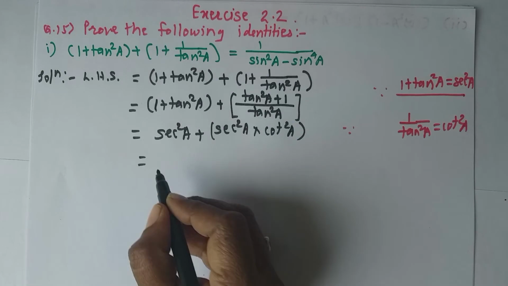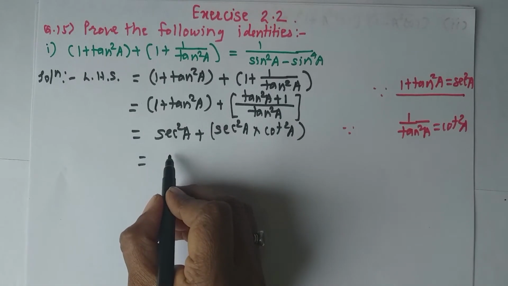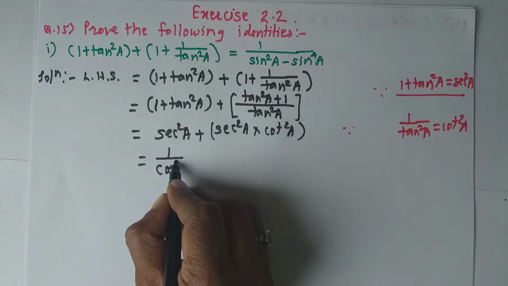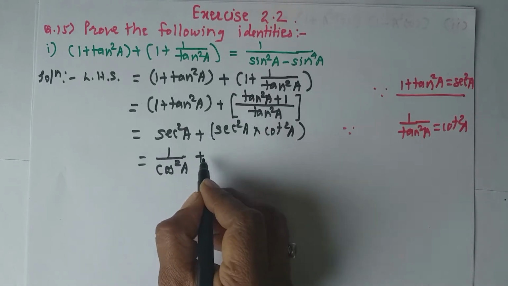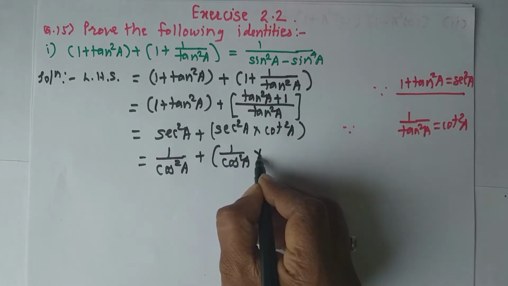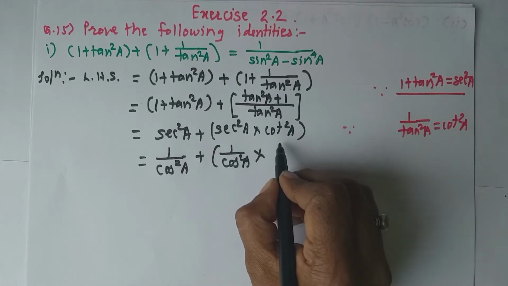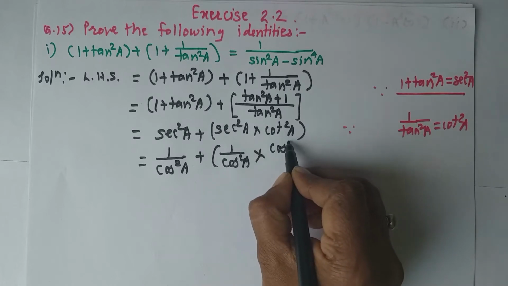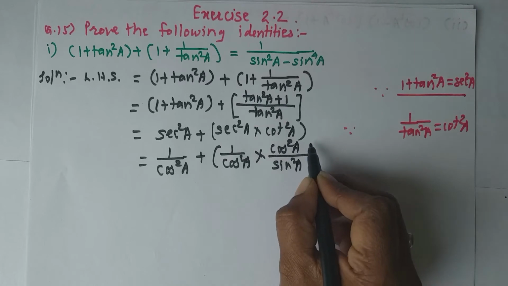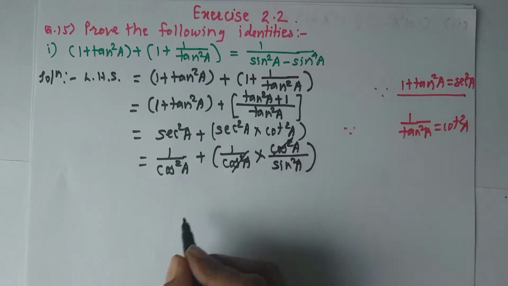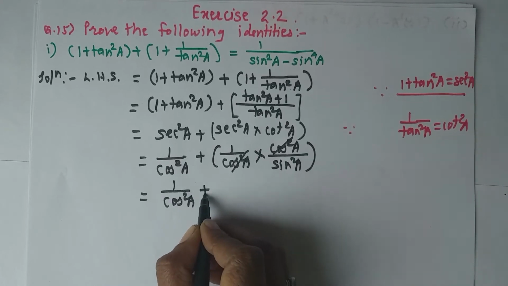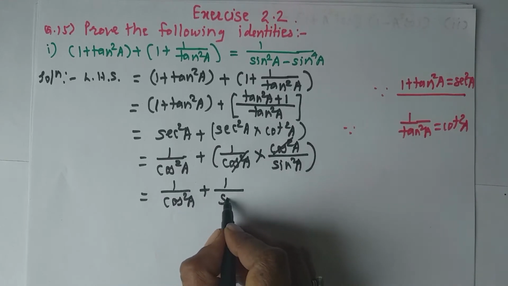Now again we know that sec is the reciprocal of cos. Therefore, you write down 1 upon cos square a, because sec square a means 1 upon cos square a, and cot means cos divided by sin, and here is cot square a. Therefore, this is cos square a divided by sin square a. Now this cos square a and cos square a will get cancelled, and this will be simply 1 upon cos square a plus 1 upon sin square a.